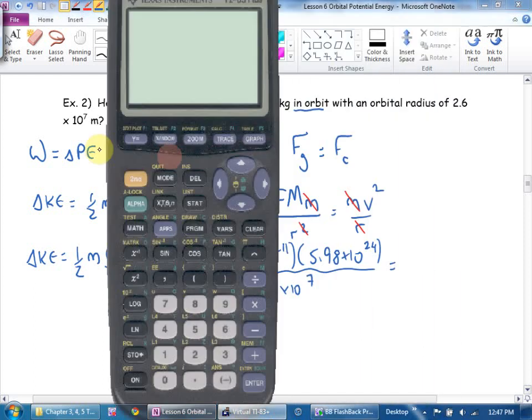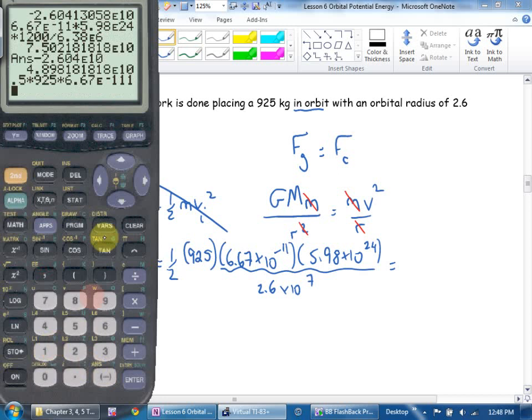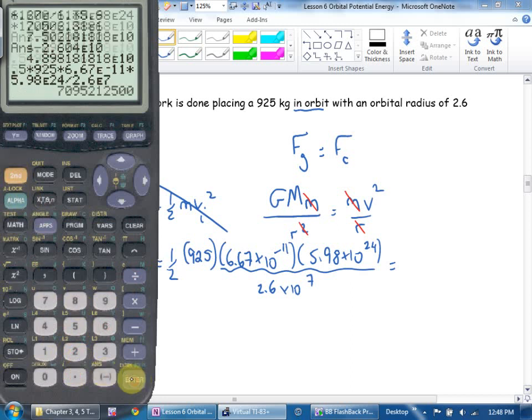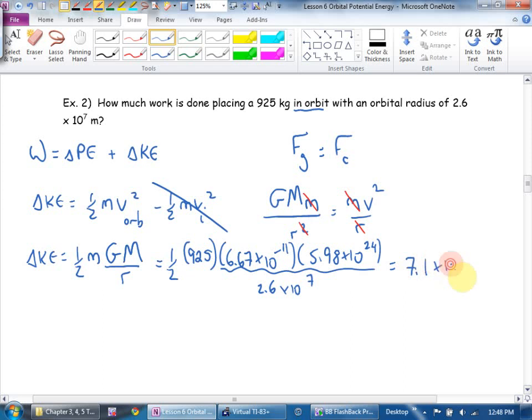0.5 times 925 times 6.67 to the negative 11, times 5.98 to the 24, divided by 2.6 to the 7th. See if you get that. That gives 7.1 times 10 to the 9th. That's how much kinetic energy our fuel has to supply. We haven't even looked at getting it up there. We haven't even looked at the potential energy.